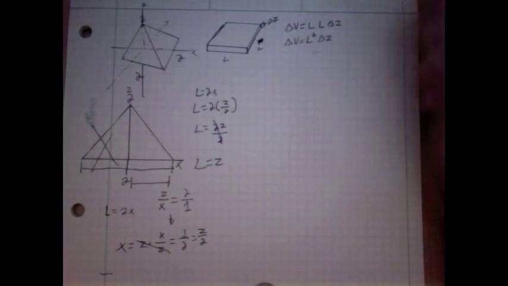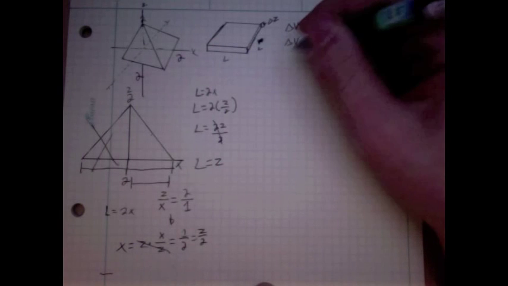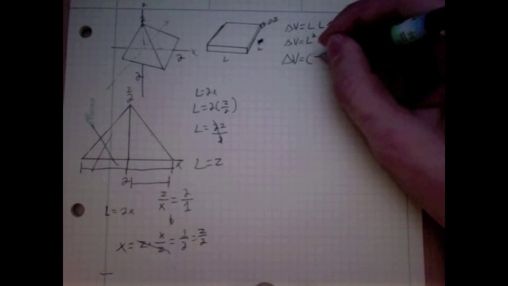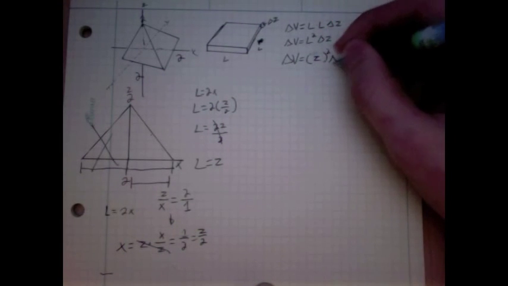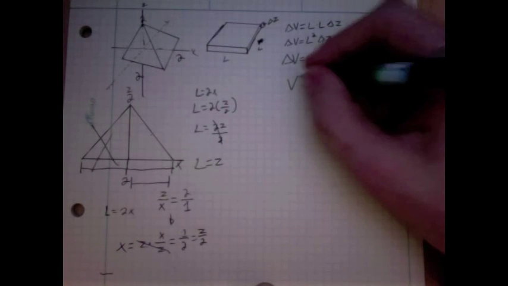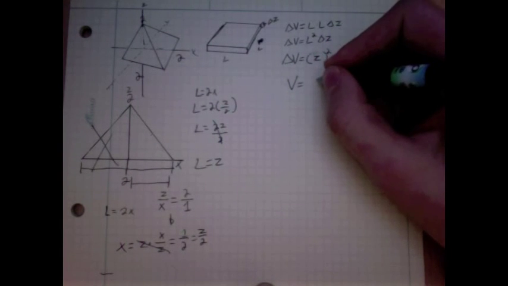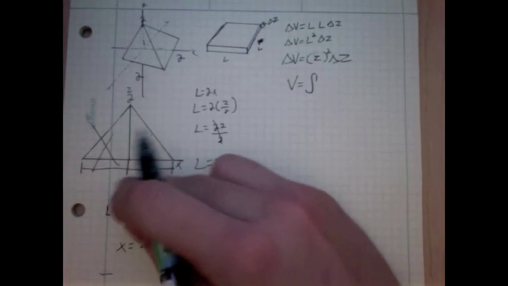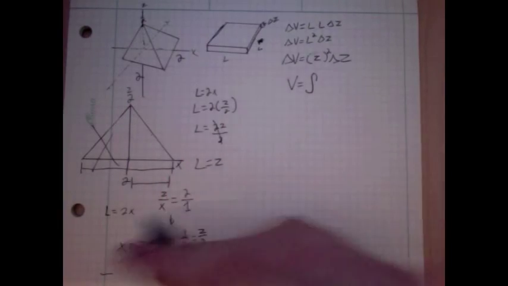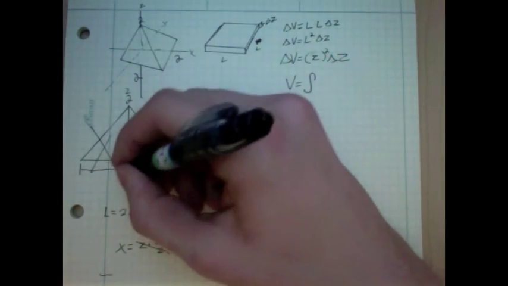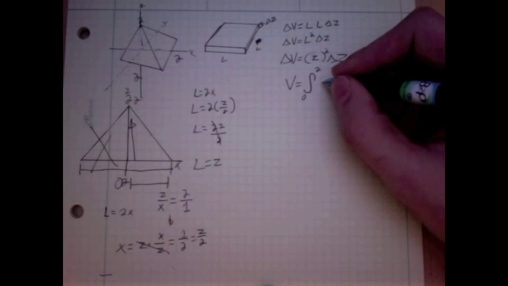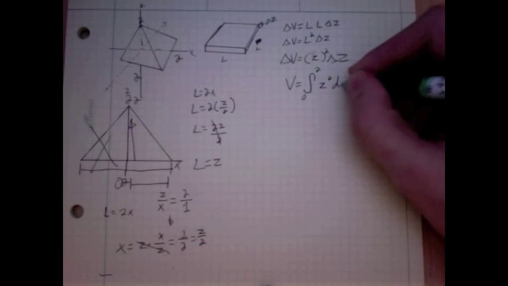Wow, that was pretty easy. So with this, we can just plug that in with Z squared delta Z. Then we get the volume, and then we integrate. And since we're slicing up in this direction, we're going from 0 to 2, right? So we're taking the integral from 0 to 2 of Z squared dZ.